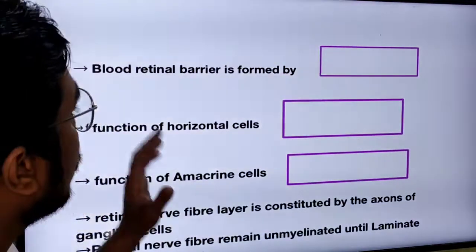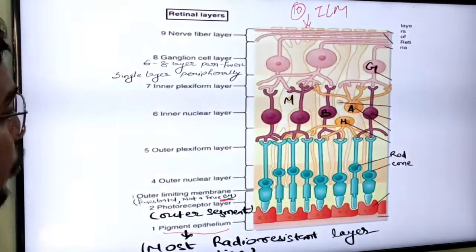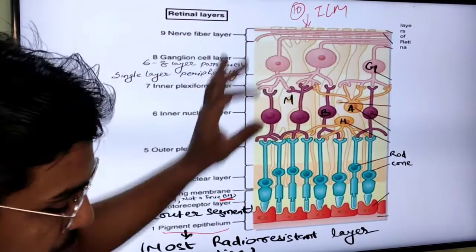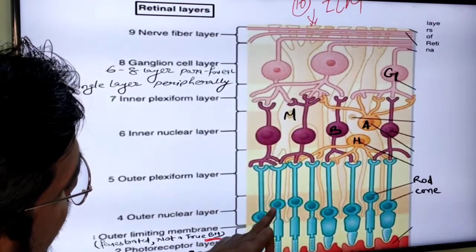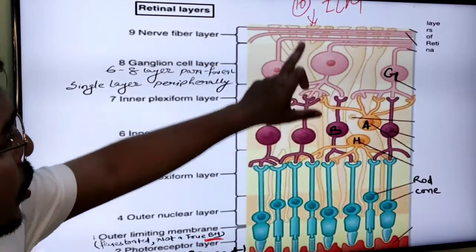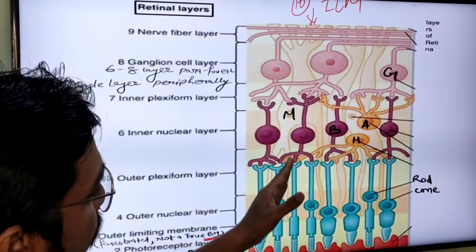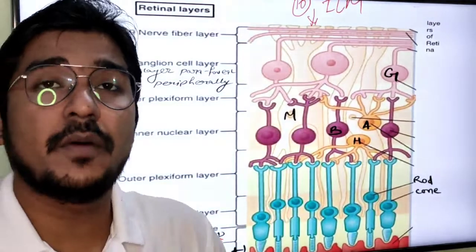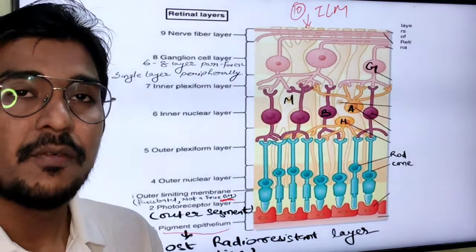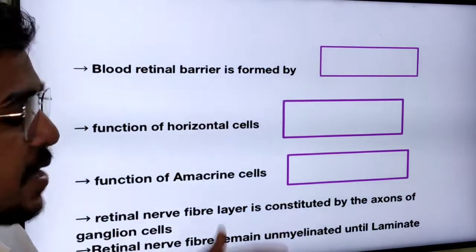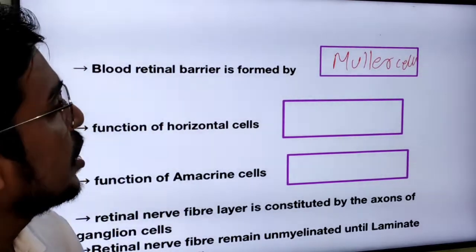Now coming to some MCQs. The blood retinal barrier is formed by, let me show you. What is this? This is Muller cells. If you can see closely, this Muller cell extends from here to here, meaning all around the neurosensory retina. So this is the longest cell of the neurosensory retina, and it expands from all the cells. This is one of the glial cells, one of the supporting cells. And why are we calling this? Because this forms the blood retinal barrier. So the answer here is Muller cell.